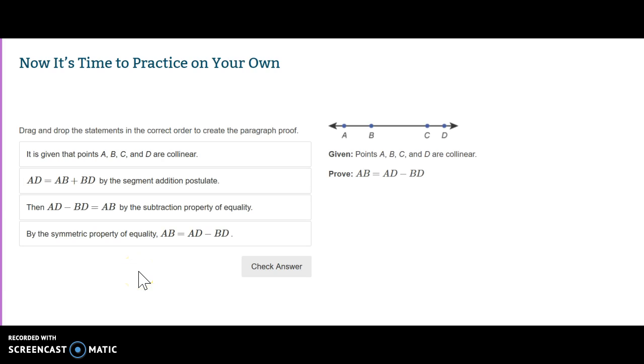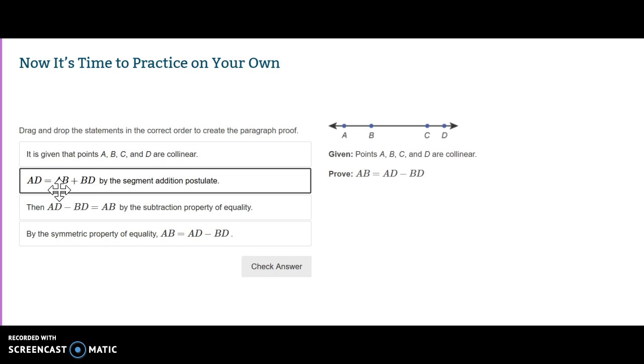So now let's see what would make the most sense. Well, I feel like we have it in order because we state that the points are collinear. A, B, C, and D lie on the same line. So then we have two segments, AB and BD, that we can add to get AD.